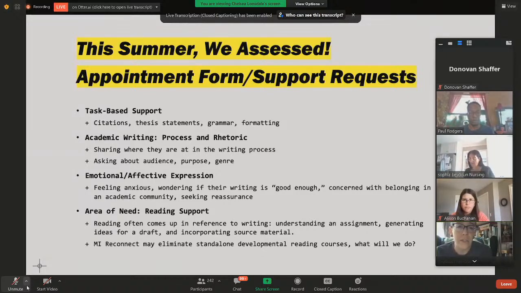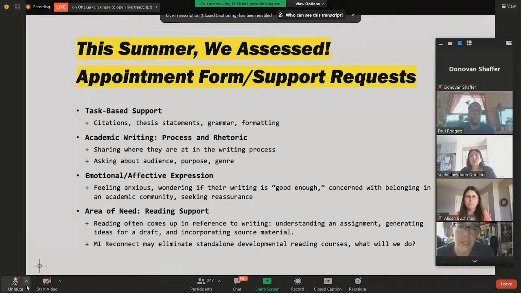So we've found that students primarily ask for 3 types of support. It's task-based, like I need to cite this source in MLA. You can close the loop pretty easily in a session. It might be, I need help making sure my thesis statement is solid, or I'm concerned about grammar. English isn't my first language. Does this make sense? Or how do I format this in APA? So again, things that can be addressed within a single session, then that loop is closed.